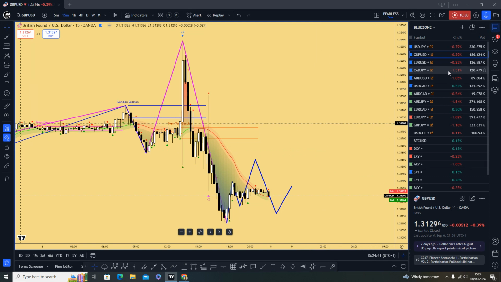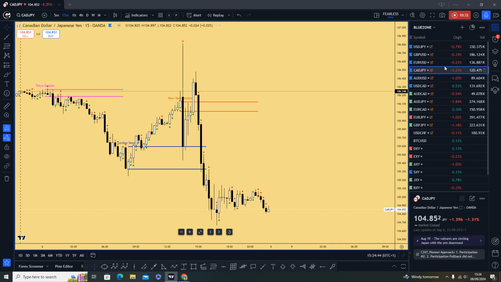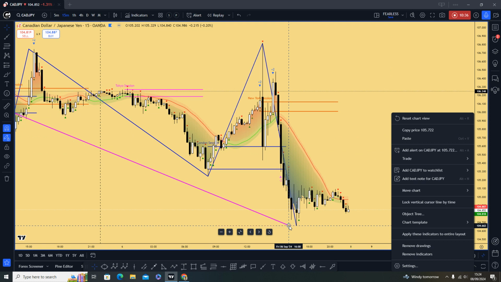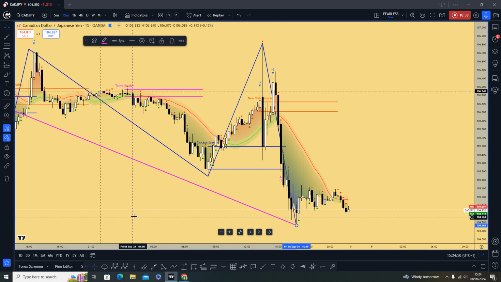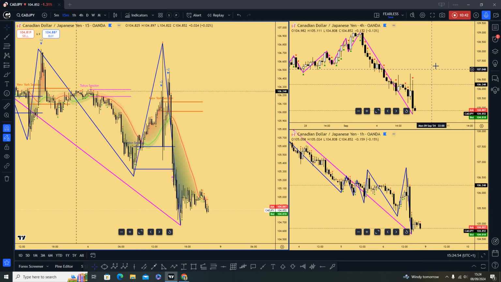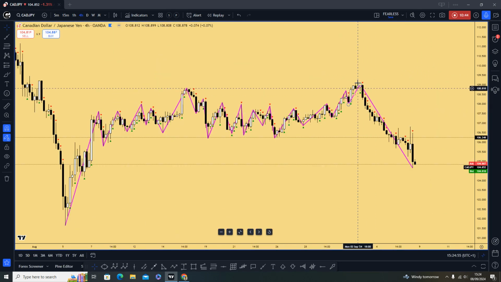All right. So the next one I'm going to be looking at is the Canadian dollar, Japanese yen. This concerns us a lot because we have been taking the CAD yen and it has been fantastic. Okay, so I'll go to the 4 hour chart quickly. This is a one swing down. We have a major move here.